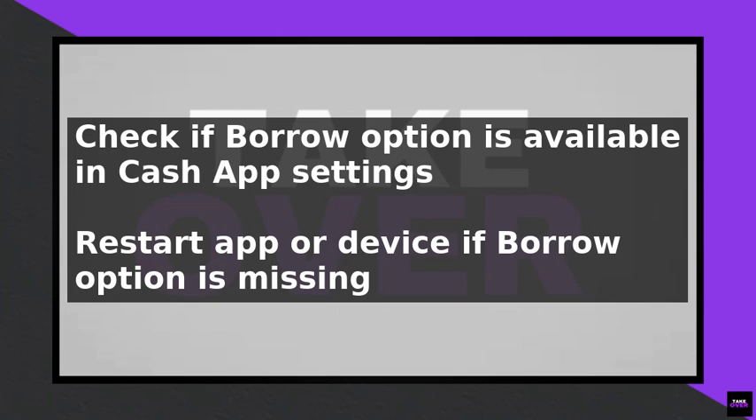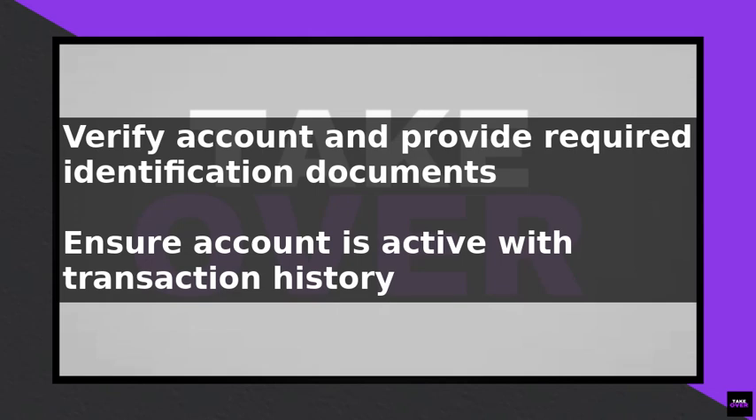If you have met all the eligibility criteria and the borrow option is still missing, try contacting Cash App support. You can do this by navigating to the Cash App settings, then selecting support, and finally, something else. Here, you can describe the issue you are facing and request assistance from the Cash App team. They will guide you through the process of resolving the issue and restoring the borrow option.